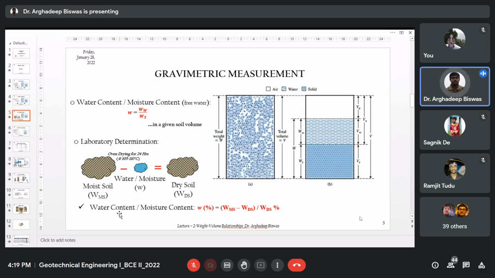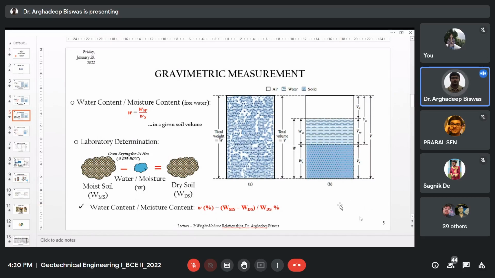Generally, water content or moisture content is expressed as a percent: 100%, 20%, 10%, like that. Can you say what the range of water content could be? Theoretically, it should be 0 to 100%. Why 100%? 0 to infinity. It can be more than 100% if the amount of moisture is more than the weight of the soil. Sorry, yes, 0 to any positive amount.